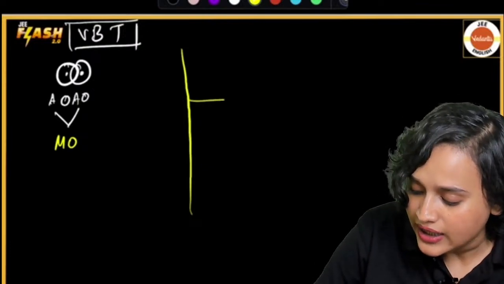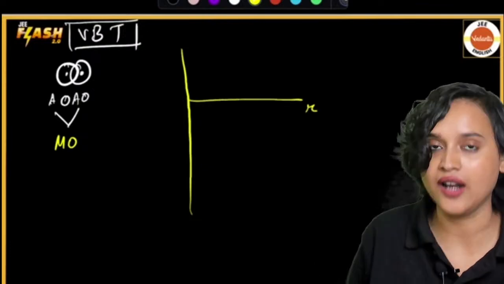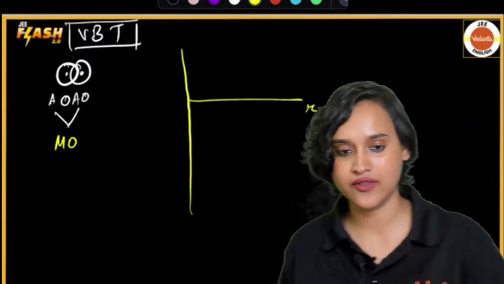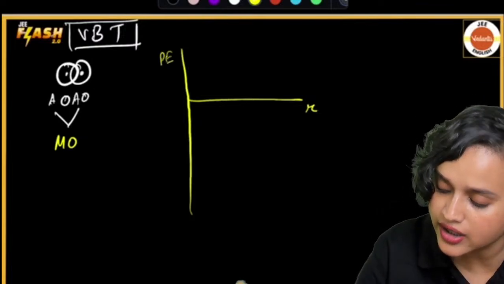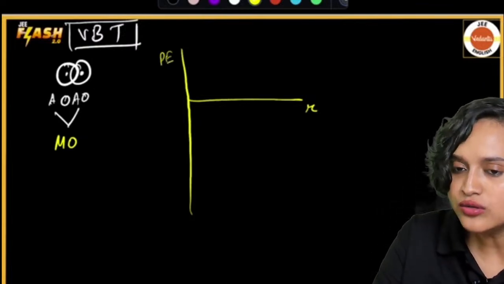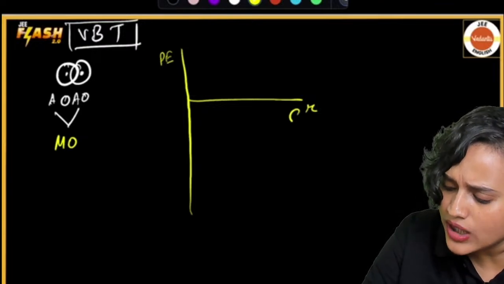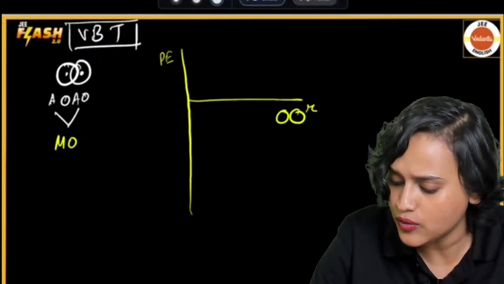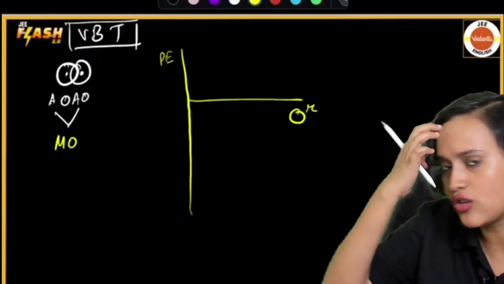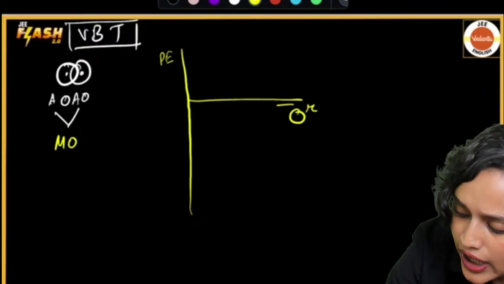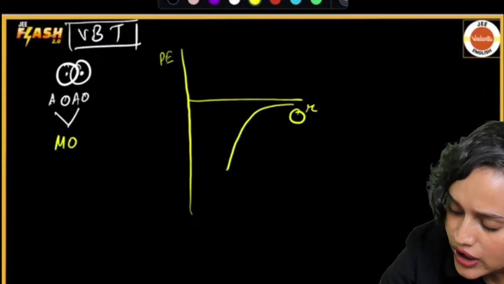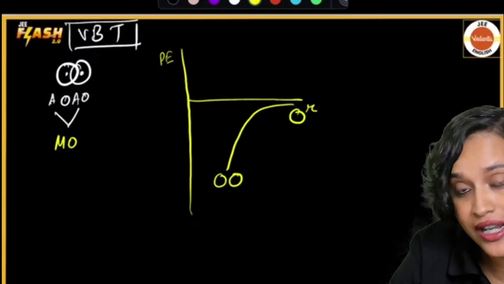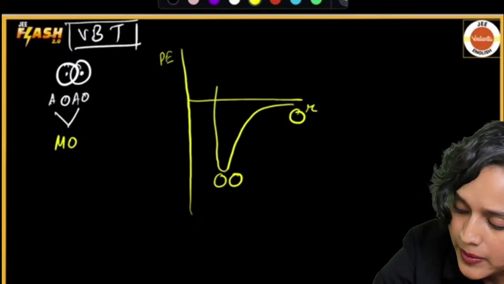Now assume that this is our R, and let's say that this is our potential energy. Let's say that the atom was here, and there was another atom here. These two were not very close, obviously. Together they came here, and here the bonding happened. After that, what happens is, this goes up.